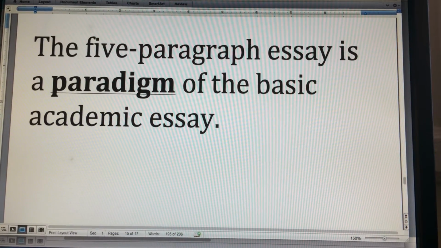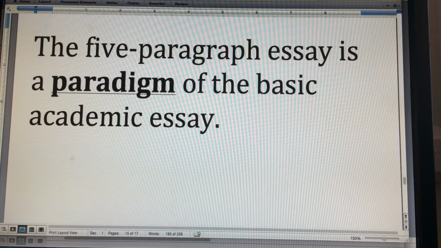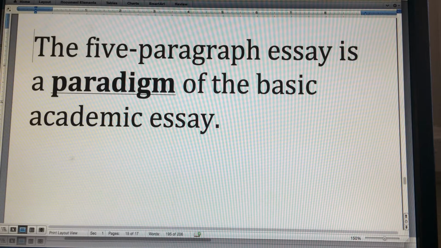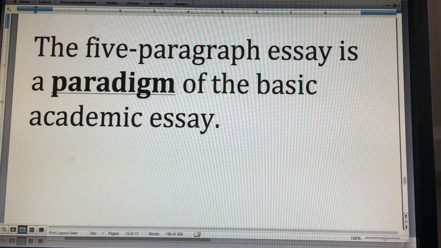Hello, this is Maestro X, and I'm going to go over the Level 2 Academic Word of the Day, Paradigm, for Week 2, Quarter 4. Let's take a look at your flashcard.